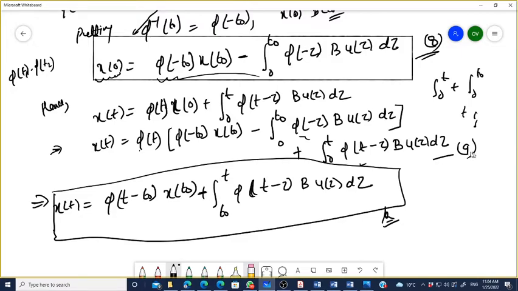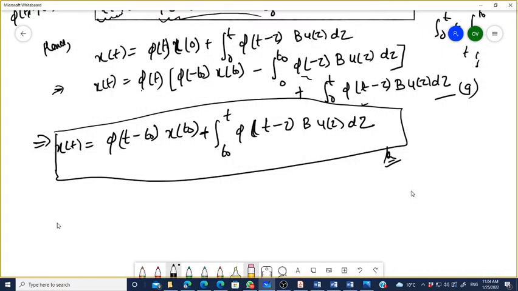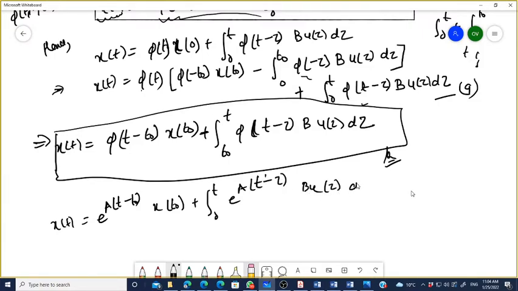right. Or this equation may be represented in terms of e to the power At: xt is equal to e to the power A t minus t naught x of t naught plus integral 0 to t e to the power A t minus tau B u tau d tau. So this is equation number 10, this is equation number 11. So these are the solutions of the non-homogeneous linear state equation, where the initial time is given by t naught, right. Any question, any query? If not, then we will proceed to the numerical problem.